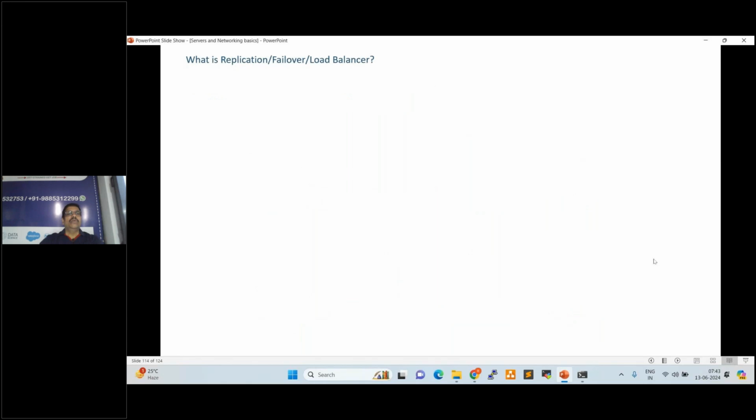Next one, what is replication? What is failover? What is load balancer? These are very, very important. So replication, failover, load balancer.